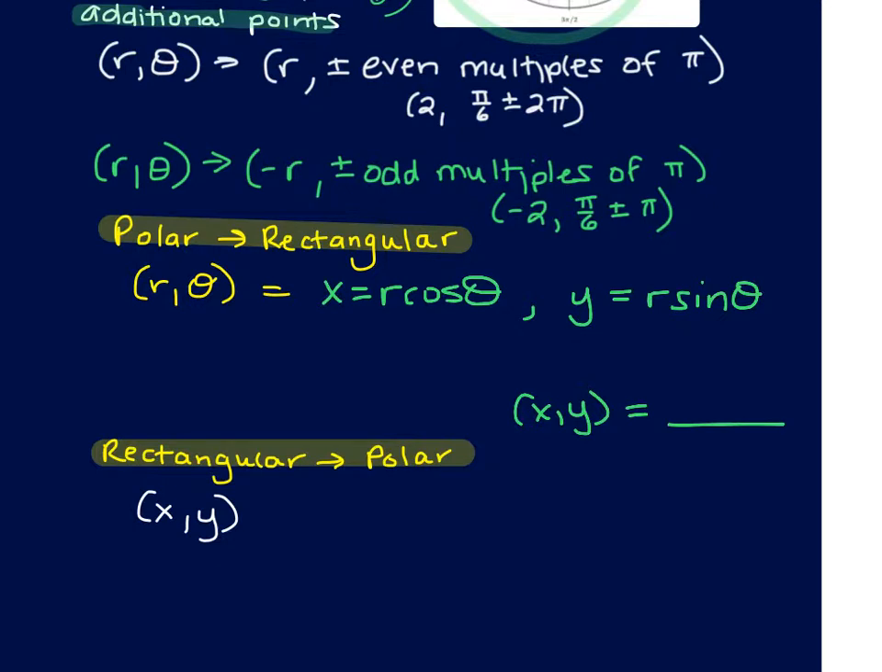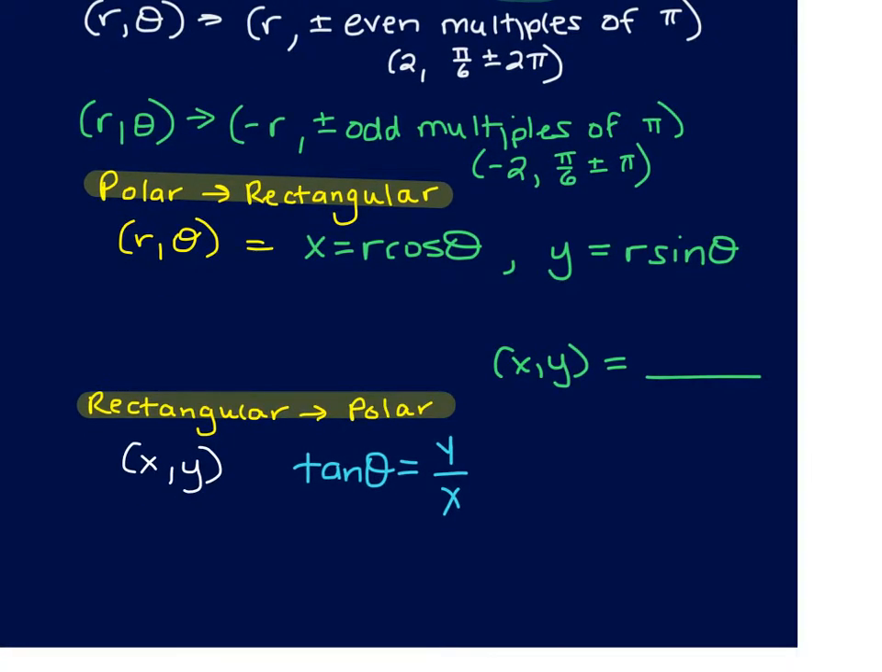And then the other is getting from rectangular to polar. So if I gave you a coordinate point in x, y format, then you're going to find theta by saying the tangent of theta equals y over x, and then you'll do the inverse tangent to find theta.